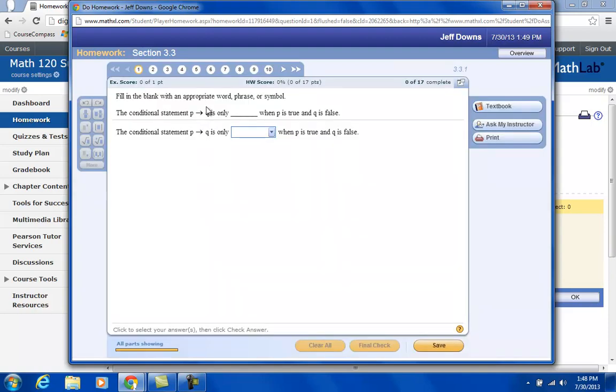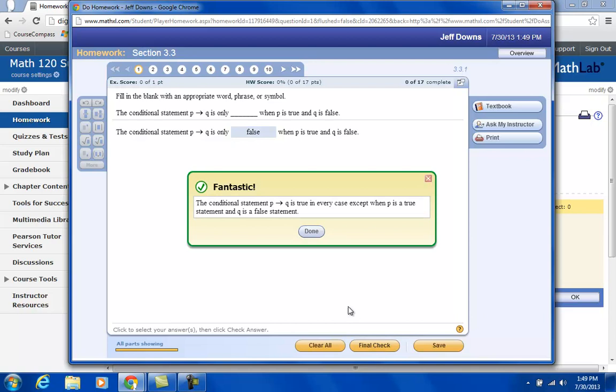So fill in the blank with the appropriate word, phrase, or symbol. The conditional statement, if P then Q, is only blank when P is true and Q is false. So it's only false when the first part's true and the second part's false. Meaning you fulfilled the first part, but you didn't fulfill the second part.